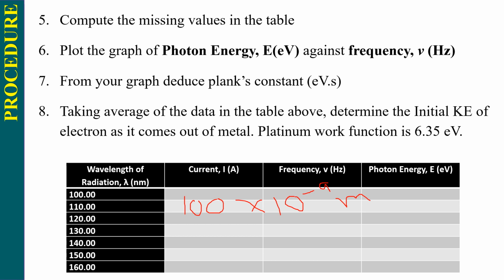Once that is done, there's need to plot the graph of photon energy against the frequency, which are to be computed from this table. I haven't done that. The students are expected to take the average of the data in the table above and determine the initial kinetic energy of electron as it comes out of the metal. The platinum work function, as given earlier in the previous table, is 6.35 electron volts.